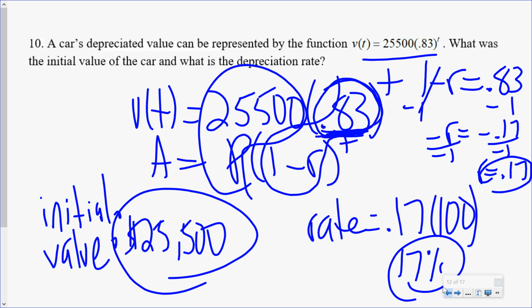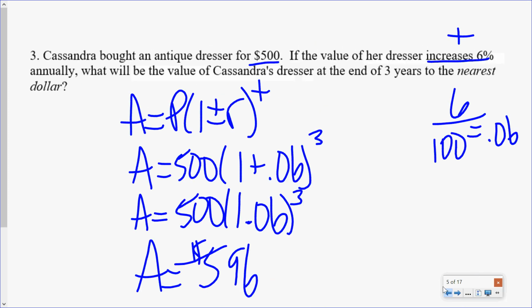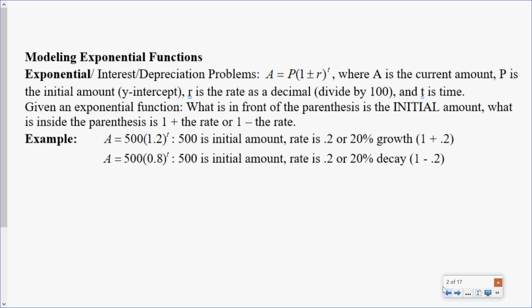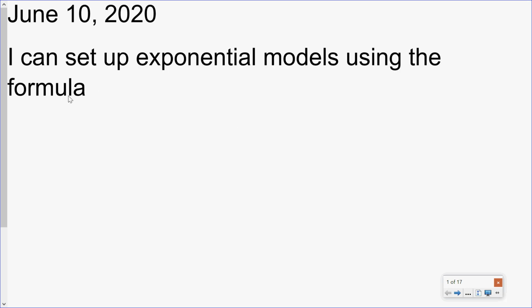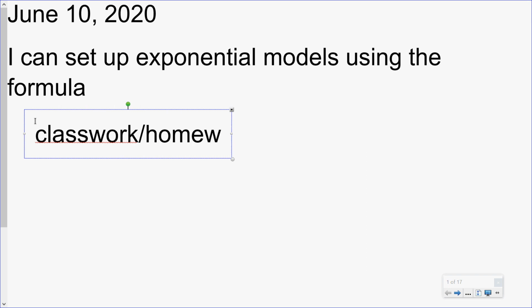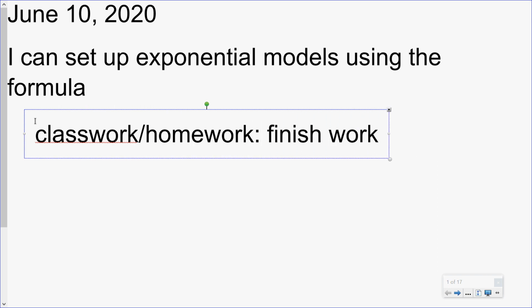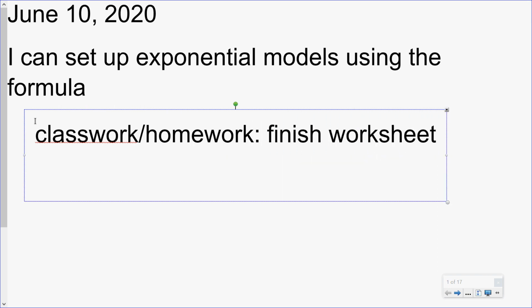So your classwork/homework is going to be to practice. Your quiz is going to be due tomorrow night. And this is going to be the last new lesson that we do. So classwork/homework, finish worksheet, and then quiz will be due tomorrow night.